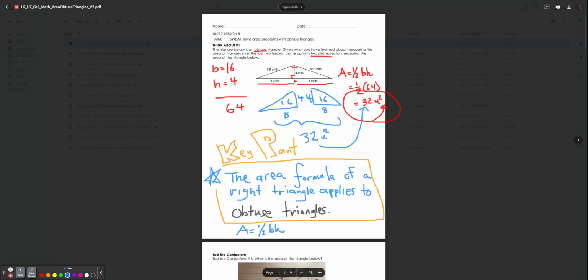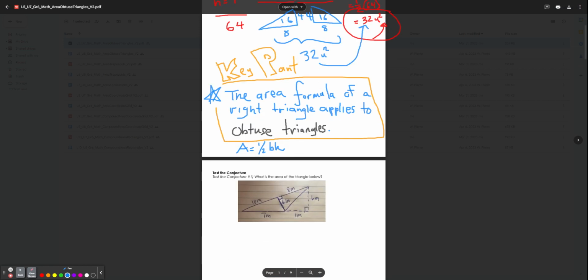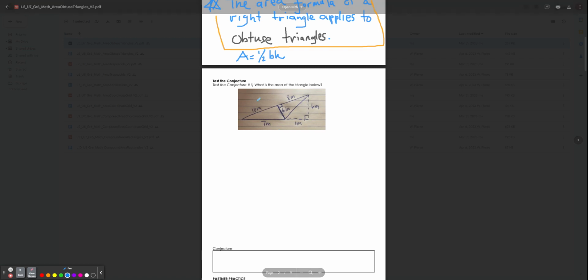Let's have an example with our tested conjecture question. So we have the following. It says, what is the area of the triangle below? So first off, let's write out our area formula, which is 1/2 base times height. And when I look at this, I want to make sure that I am able to identify the base of this triangle, and I can also identify what is the height of this triangle.